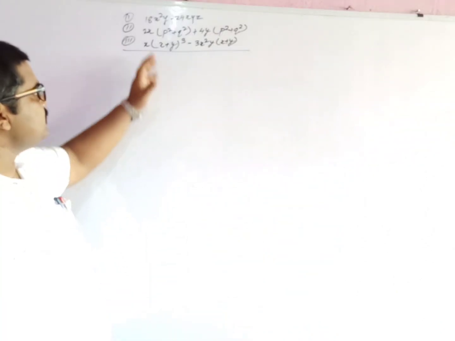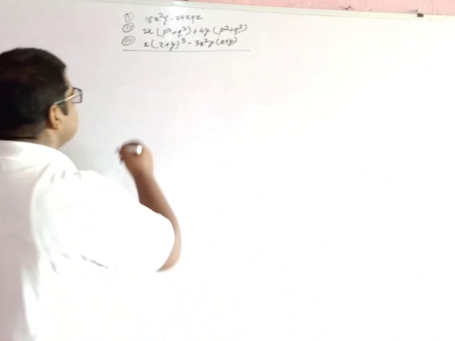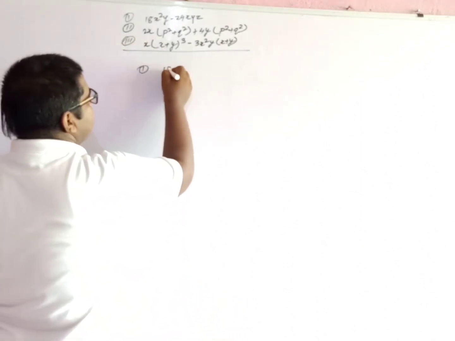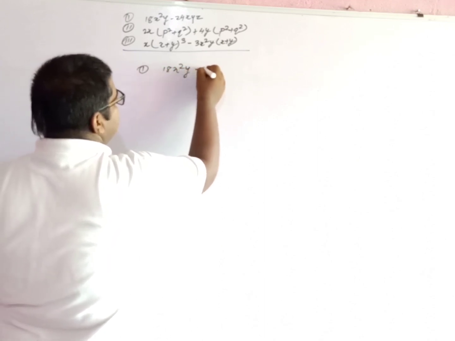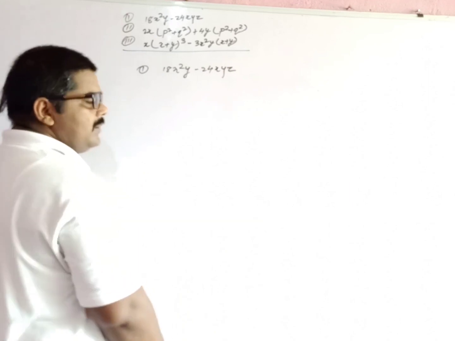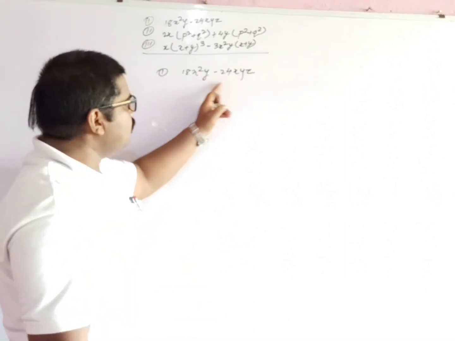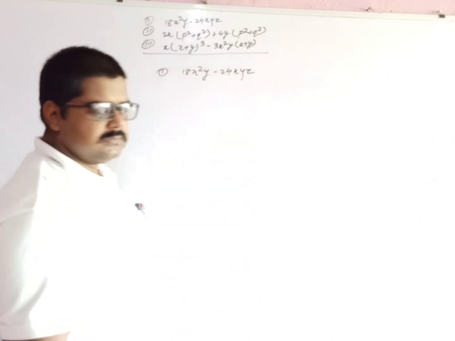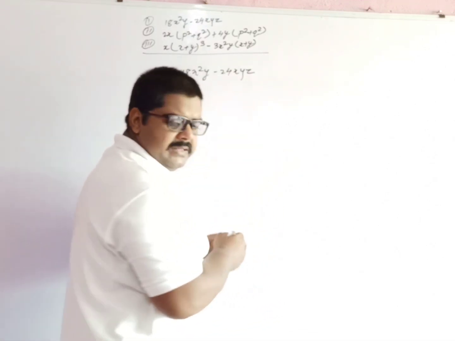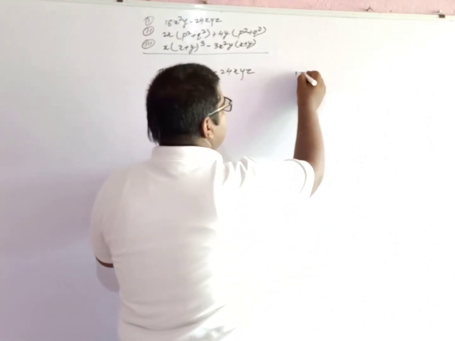My dear students, I have just selected 3 questions, and let's start from the first. The first question is 18x squared y minus 24xyz. And actually you have to just pick out which one is common. I have mentioned it separately beside this question for your information.